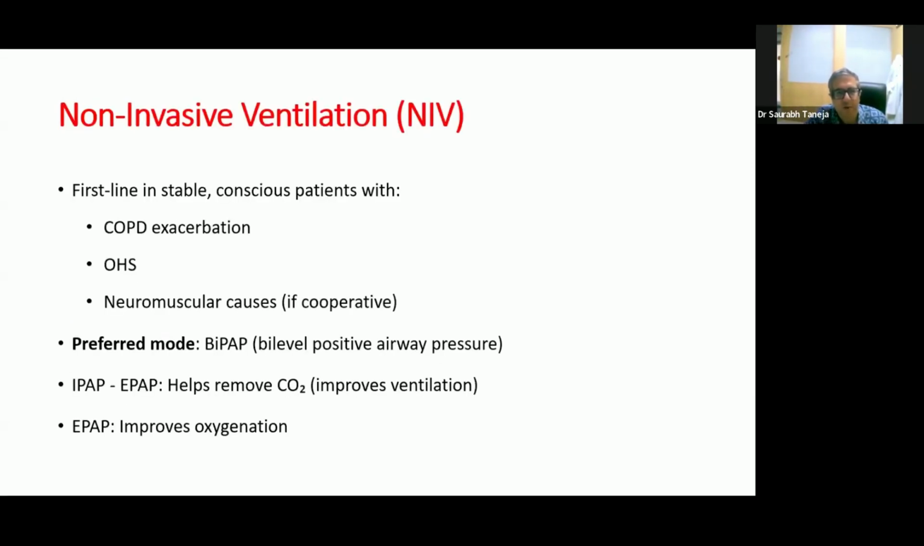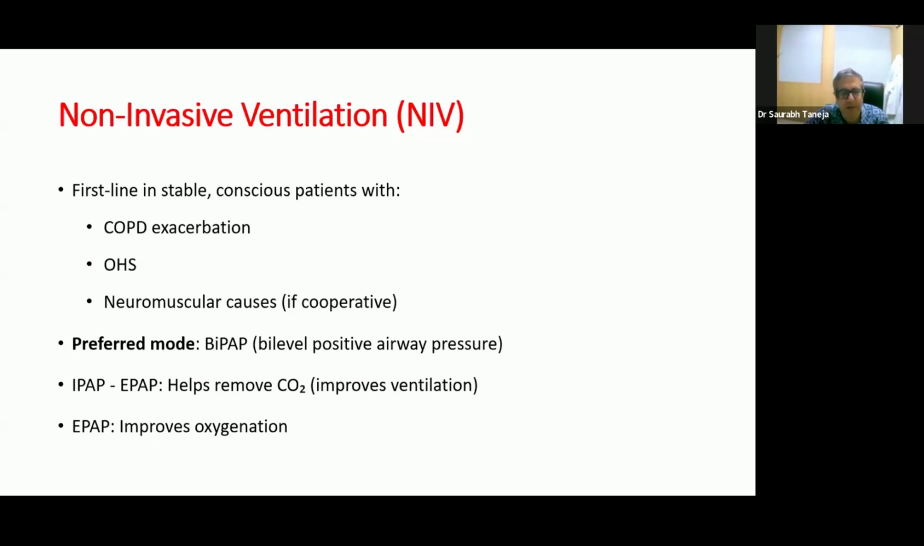So I want to talk about non-invasive ventilation in a COPD patient, an obstructive sleep apnea patient, or a patient who has neuromuscular disease. This is the first line treatment in a stable conscious patient, and the preferred mode is bilevel positive airway pressure. So we should know about the two levels that we set. First is the expiratory positive airway pressure, commonly called EPAP, which is a surrogate of PEEP, and this improves oxygenation. And then the IPAP, the inspiratory positive airway pressure. The difference between IPAP and EPAP helps us determine the minute ventilation and helps remove carbon dioxide. So especially in patients with type 2 or hypercapnic respiratory failure, NIV is used.